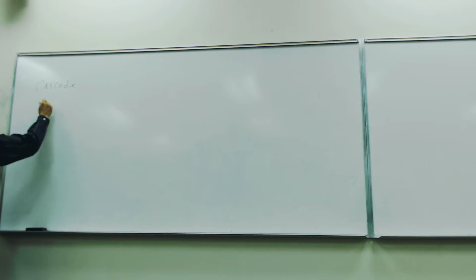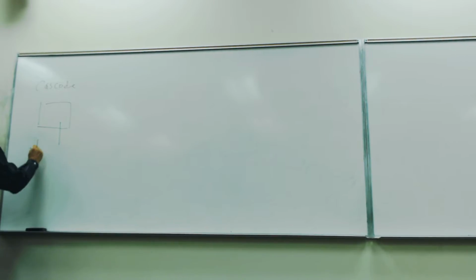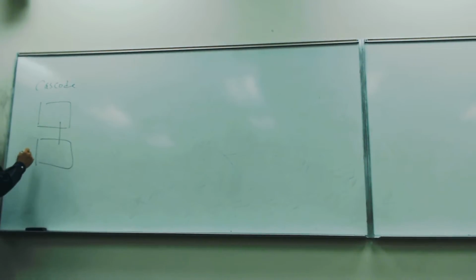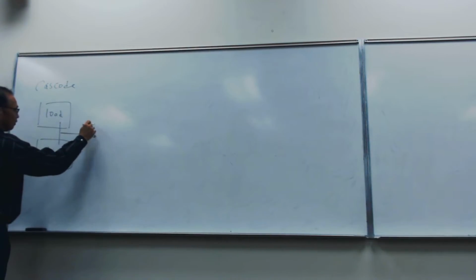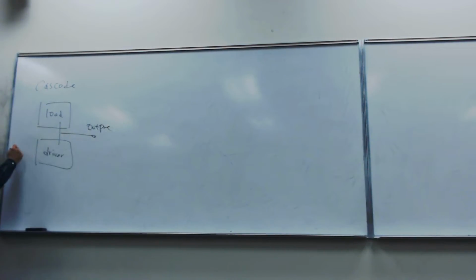So last time I did a test code. So basically you have a circuit on top of the other, and this could be the load. This could be the driver, or vice versa. Okay. And then typically the output is taken from here, and the input is fed to the driver.